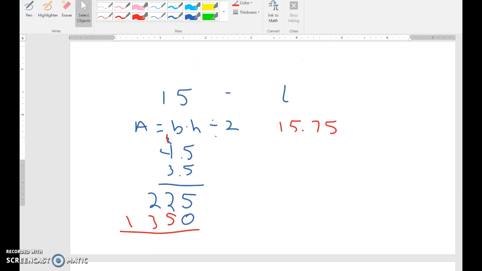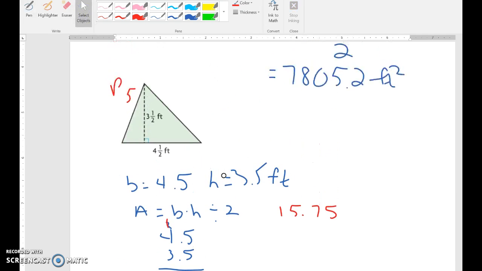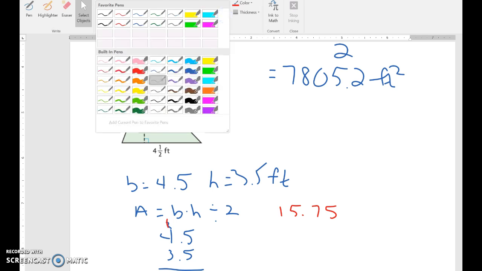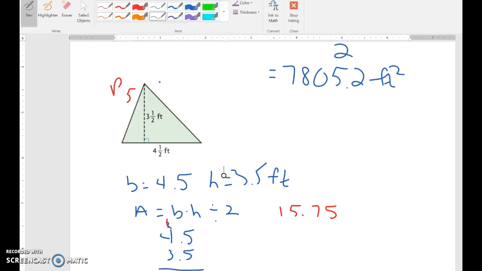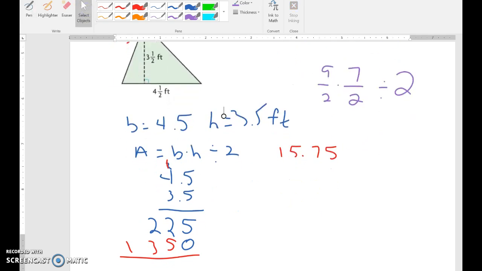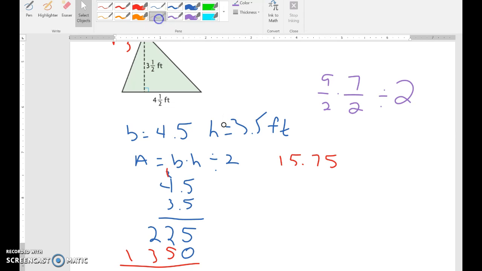Okay? Now, let's set that aside and see what would happen if we did it with fractions. We'll just change the color, nice purple. Now, 4.5 is 9 over 2. 3.5 is 7 over 2. And then we're going to divide that whole thing by 2. 9 times 7, well, that's 63, okay? 2 times 2 is 4. Divided by 2 is the same as multiplying by a half, right? We knew that. So that's 63 over 8.